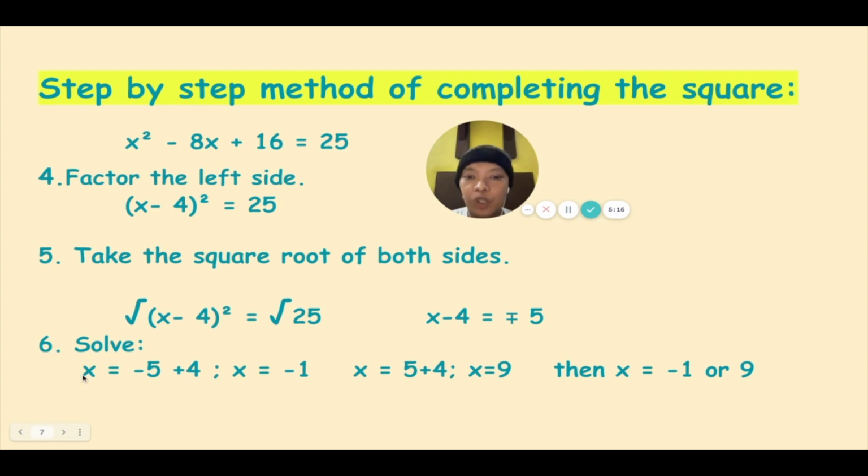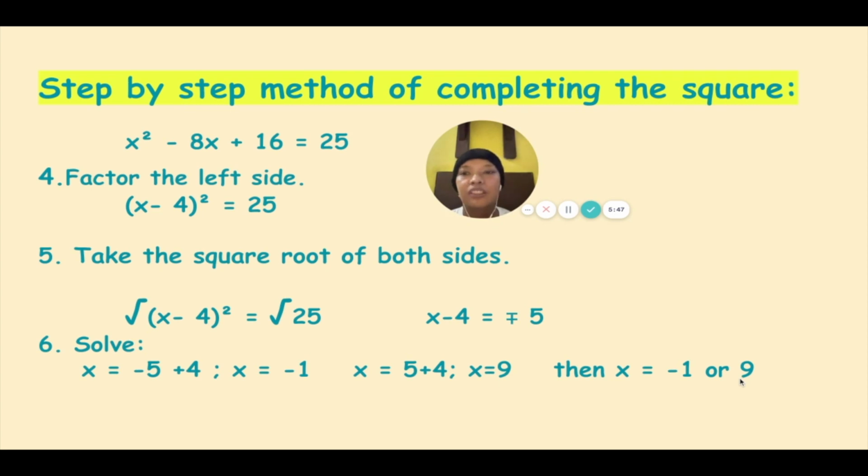Then, you perform your operation. You transpose negative 4 to the other side using negative 5 first. So, x is equal to negative 5 plus 4. Therefore, your first x is equal to negative 1. Then, positive 5 naman po. So, positive 5 plus 4 is equal to 9, x is equal to 9. Therefore, yung values ng x po natin is negative 1 or 9, or negative 1 and 9.